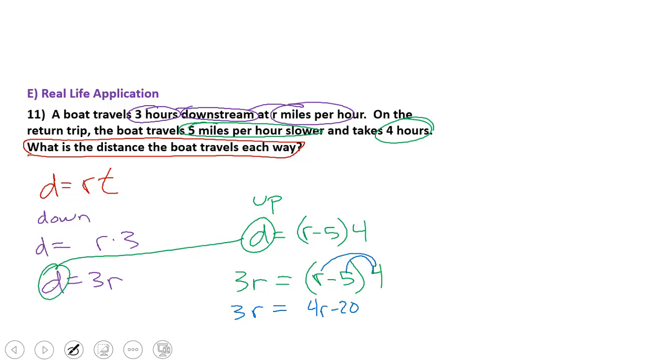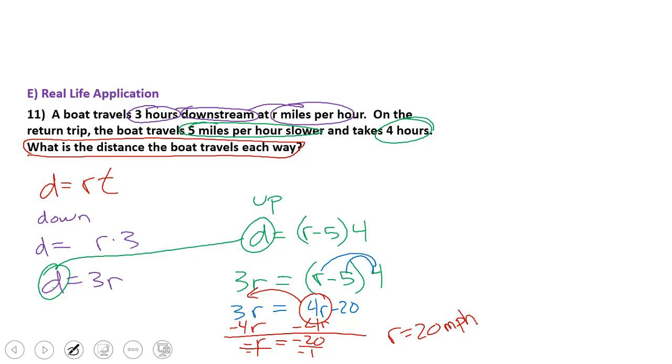When I combine like terms, I'm going to move this 4r to the other side by subtracting it from the 3r. I get negative r is equal to negative 20, and I can't have a negative r. I've got to make it positive. Divide out by a negative 1, and I get r equals 20. That's r. R is 20. That doesn't answer our question. That tells me the rate is 20 miles per hour.